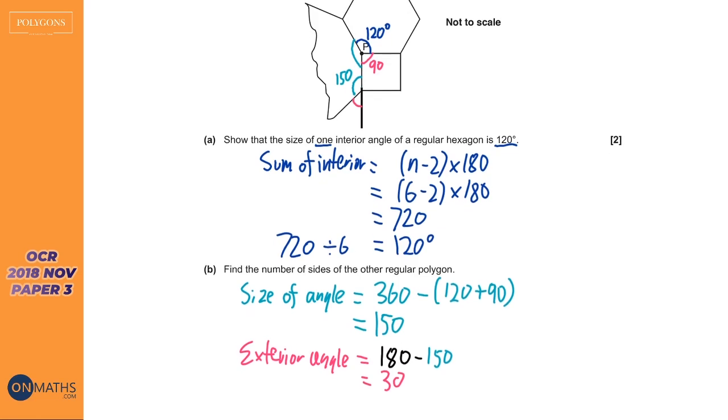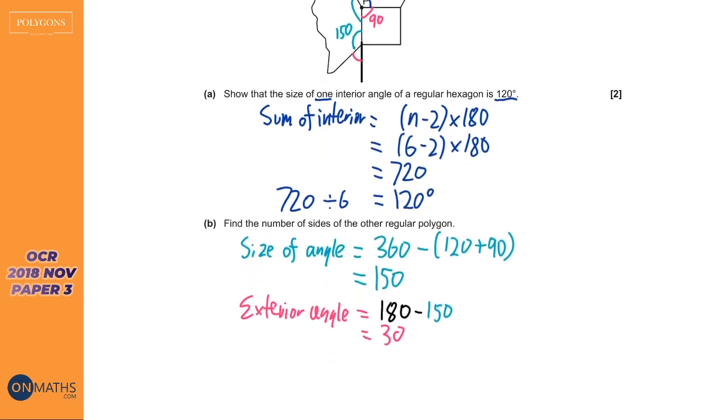Now the beautiful thing about exterior angles is they always add up to 360. Every single shape, every single time. So all we need to do to work out the number of sides it has is work out how many 30s go into 360. So we're going to do 360 divided by 30.